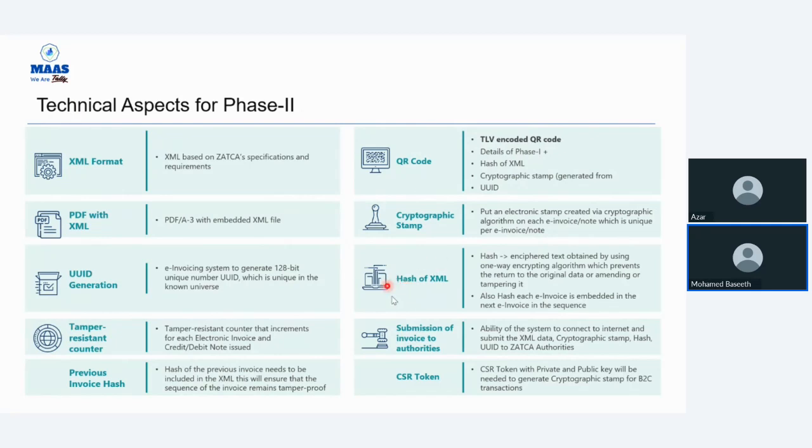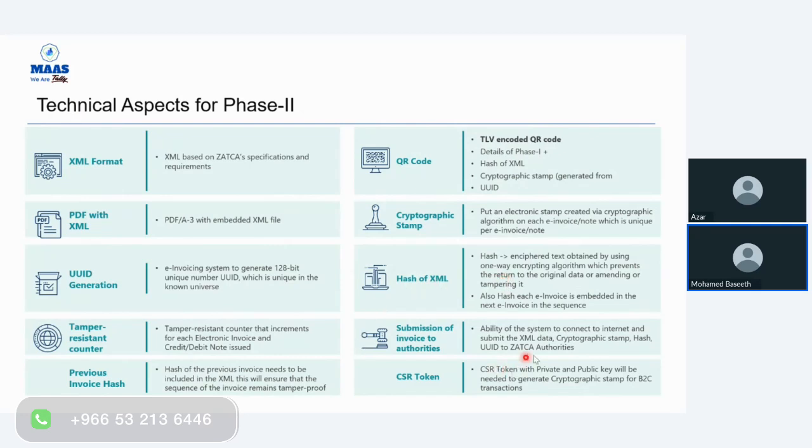This is the hash of the XML. Again, this is not readable by humans. It is within that XML file which is generated by the system. So this will capture any tampering or any kind of manipulation that happens to the original data. With this help, Zatka is able to identify what change was made. And then, as I mentioned before, it also helps preserve the sequencing of invoicing.